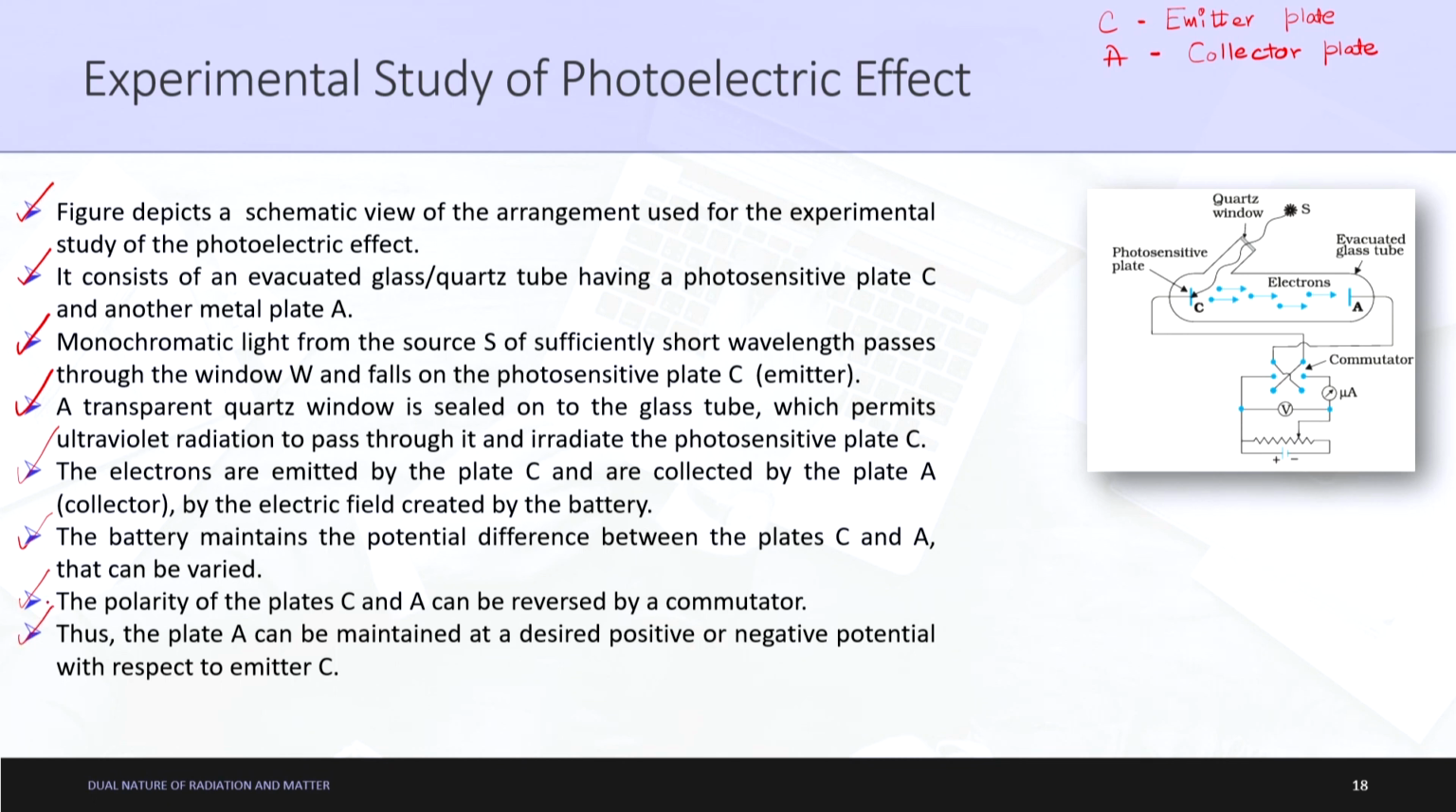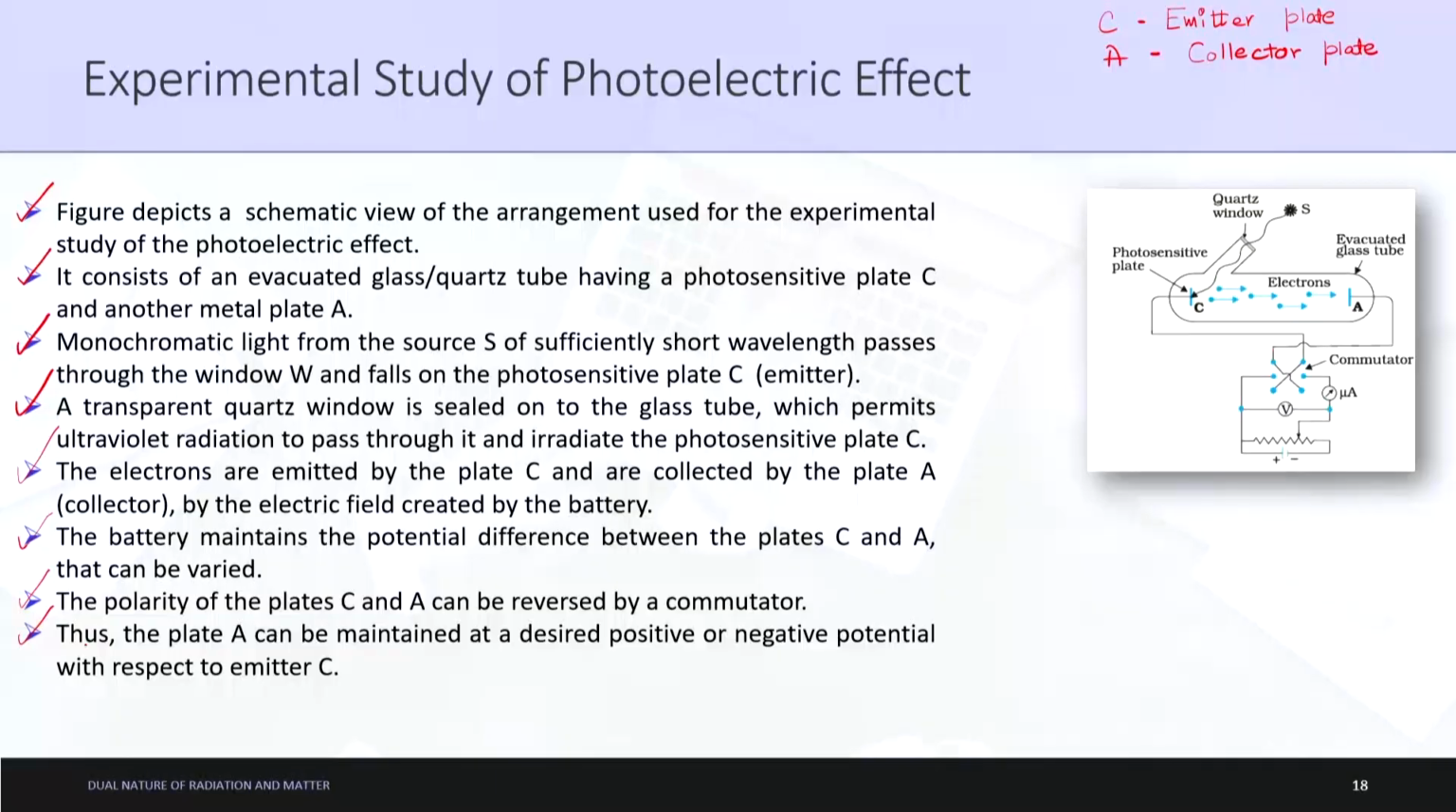So, this is the theoretical part. For the most part, the values are kept intact, but sometimes reverse polarity can also be applied. That is a little tedious part, so we will not go into that much detail, but you should know what a commutator is. A commutator is basically used for reversing the polarity. Thus, the plate A can be maintained at a desired positive or negative potential with respect to emitter C. The potential difference can be varied, decreased and increased also. Fine, let us move on to the further discussions now.